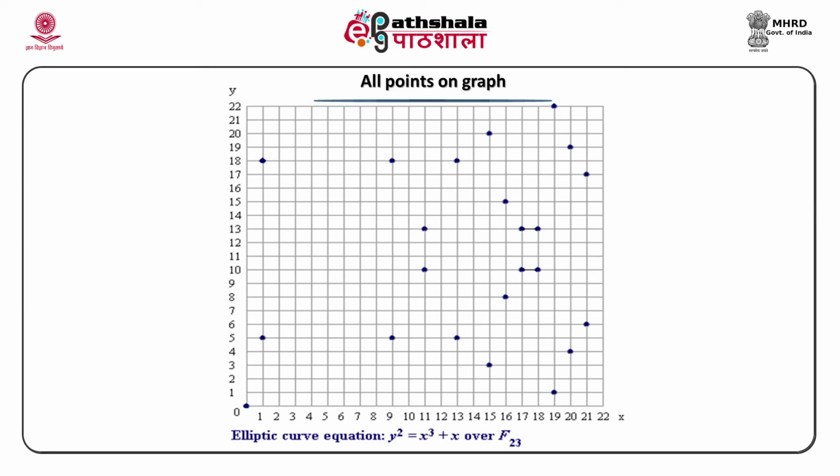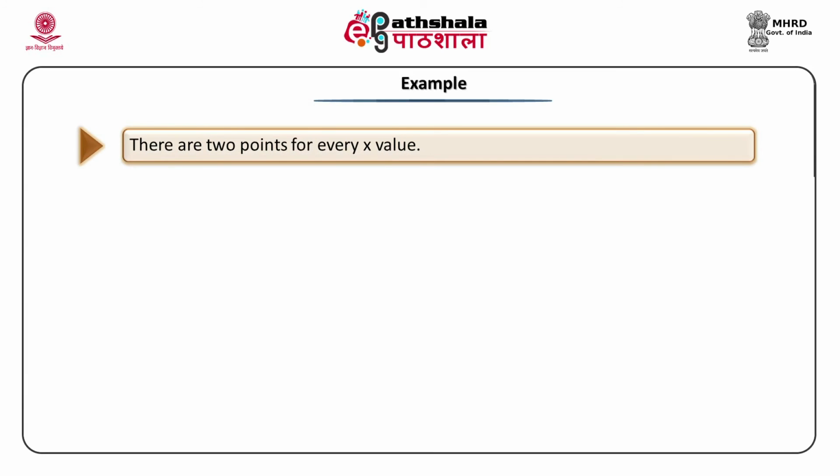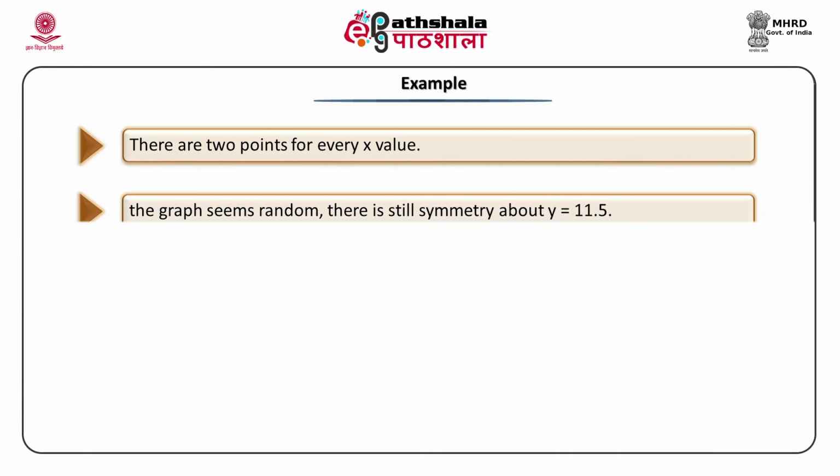So we have finished the first step, that is, find out the points on the elliptical curve. These points are plotted on the graph. There are 2 points for every x value. The graph seems random, but still there is a symmetry around y is equal to 11.5.